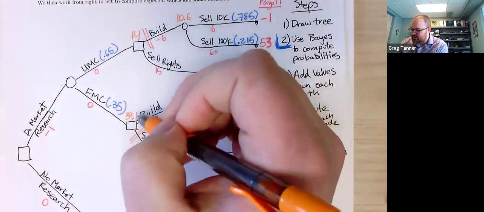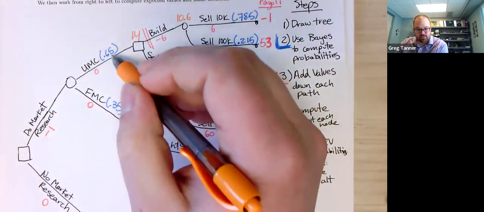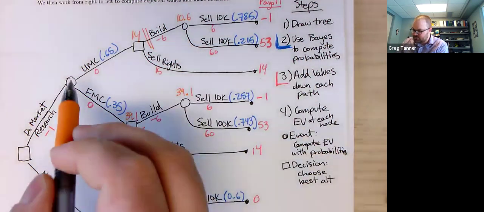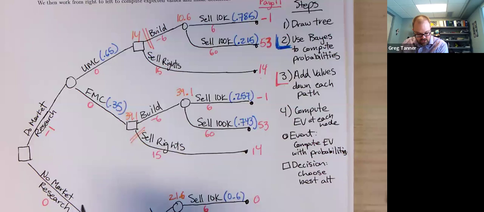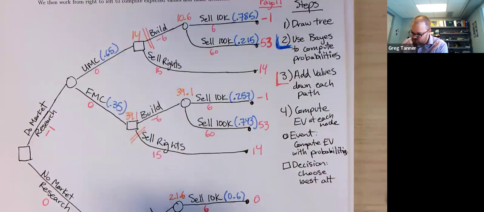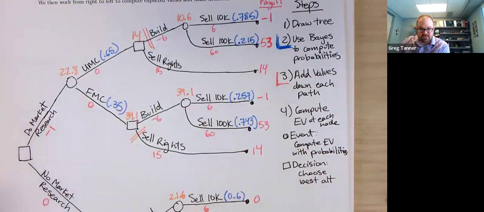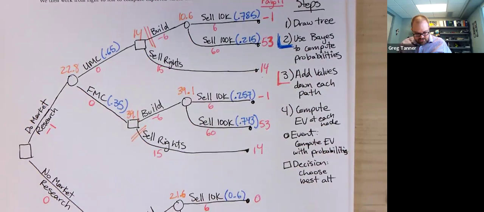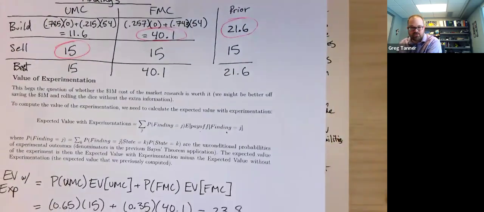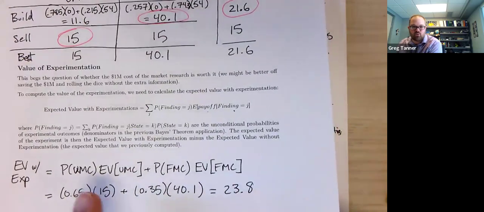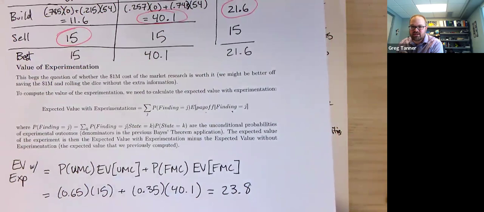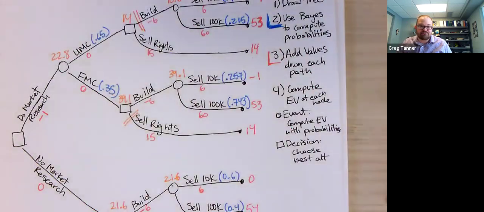Now I use the 14 and the 39.1 with these two probabilities to compute the expected value at this node. And if I do that, I should get 22.8. Let me pause the video. Yep, that's 22.8. Notice it's the same computation that we did to get the 23.8, but we've already subtracted off the 1 from both of these two numbers that was the cost of our experimentation.